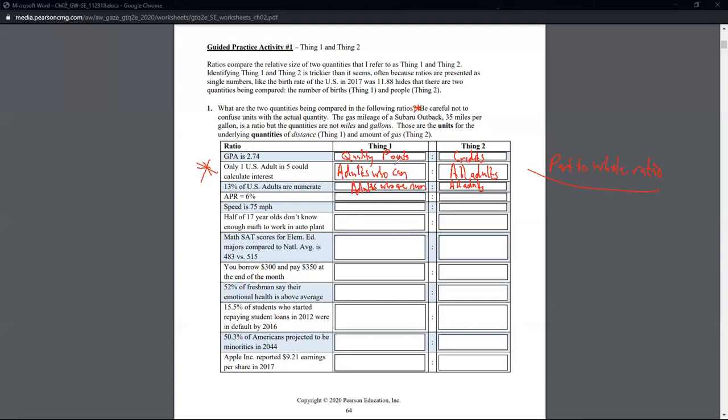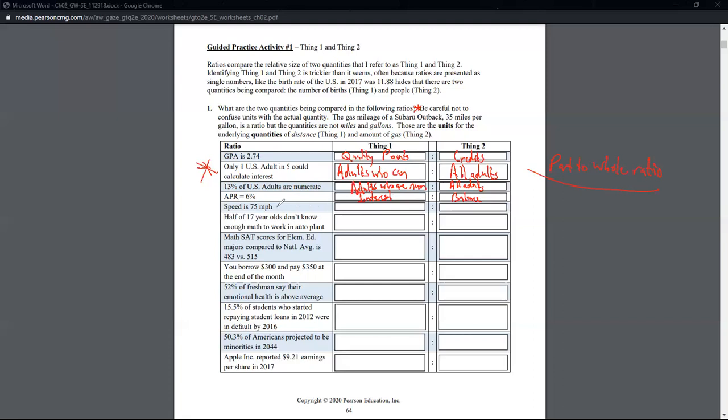APR of 6%, this is going to be the ratio of interest to balance. This is actually a rearrangement of the interest in dollars as a product of the periodic rate times the balance. This would just say that interest divided by balance is APR. So it's just an algebraic rearrangement of the equation, so I went ahead and gave you that one.